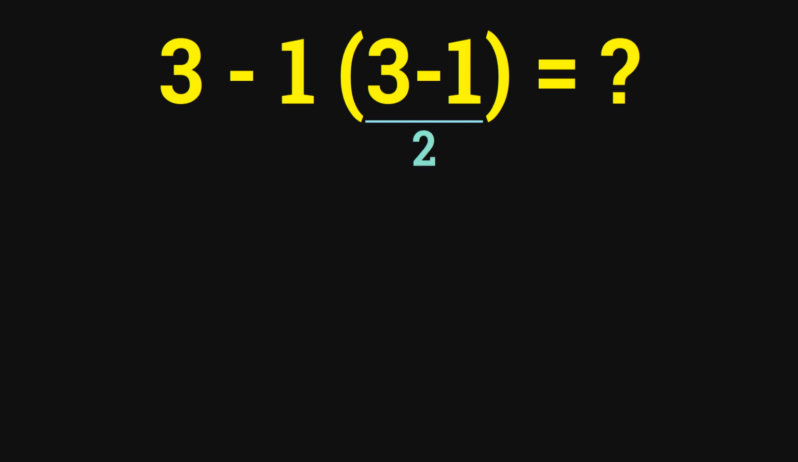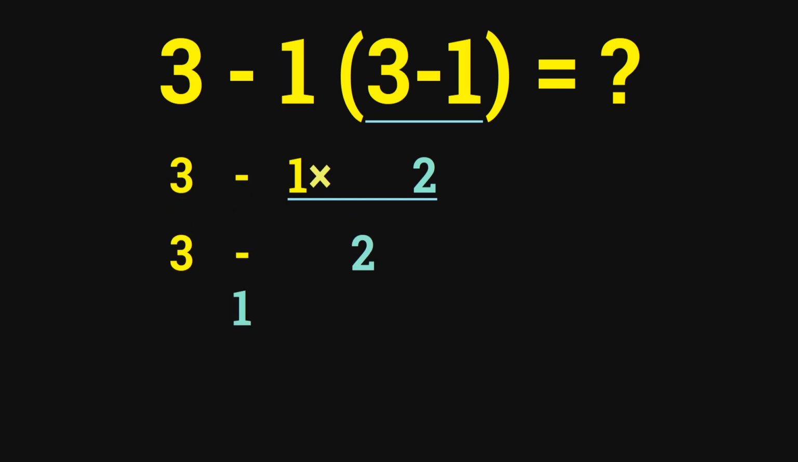Now our problem became 3 minus 1 times 2. So we must do this multiplication first. 1 times 2, which gives 2. Now our problem became 3 minus 2, which gives us 1. And this is our final answer for this problem.